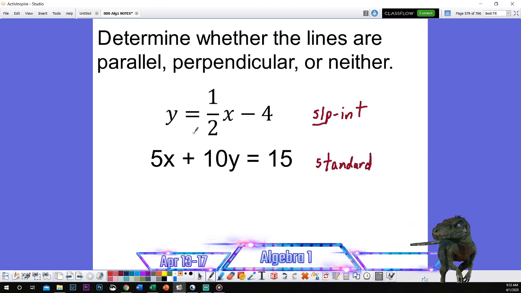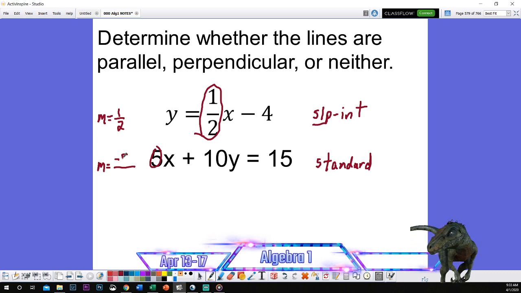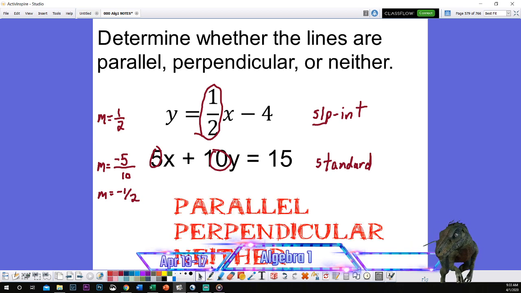This one has the word slope in it, so I know what my slope is. The second one does not have the word slope in it, so I have to do a little bit of work. I put a negative here, 5 goes on top, 10 goes on the bottom. And I can reduce negative 5 over 10 to get negative 1 over 2. Okay with that? Great. Alright, let's see if you got it this time.